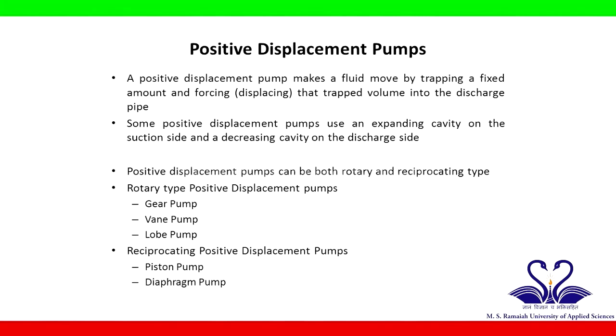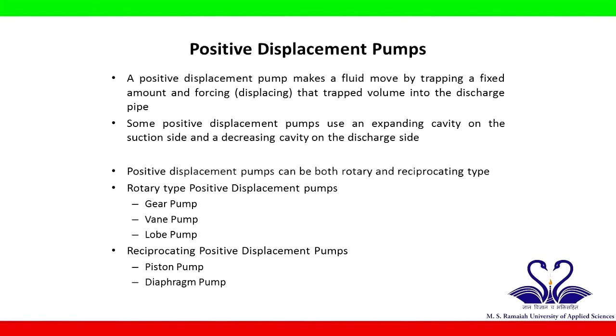A positive displacement pump makes a fluid move by trapping a fixed amount and forcing or displacing that trapped volume into the discharge pipe. Some positive displacement pumps use an expanding cavity on the suction side and a decreasing cavity on the discharge side. Positive displacement pumps can be both rotary and reciprocating type.